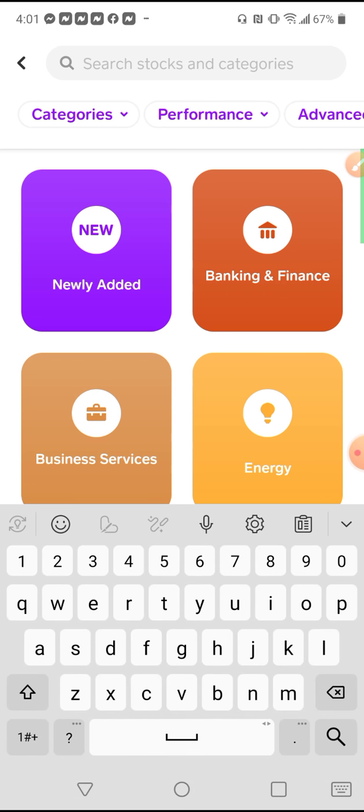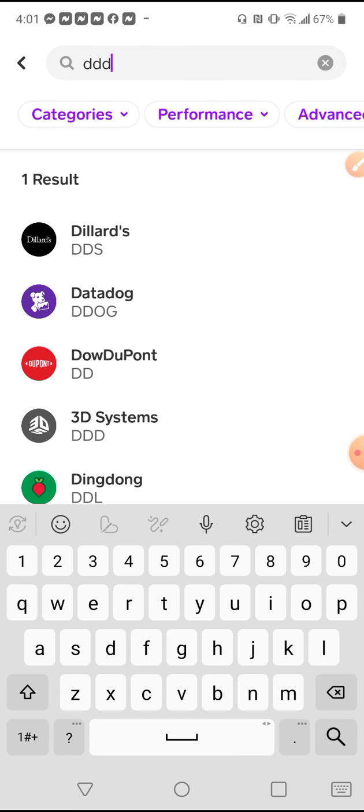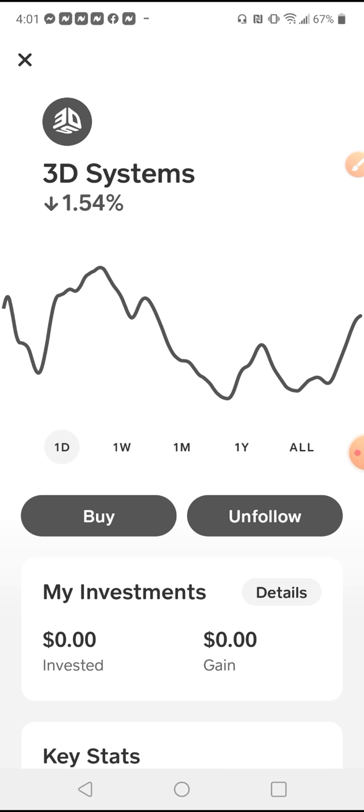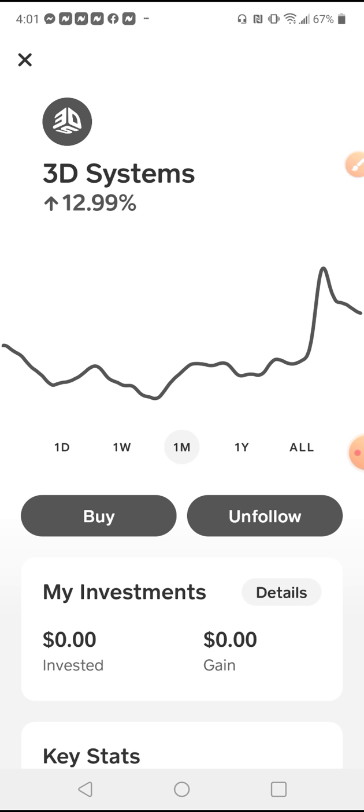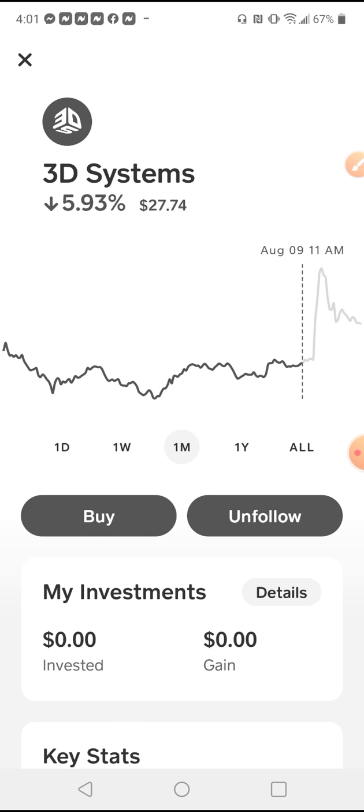Let's look at DDD real quick. I'm about to run out of space. I gotta hurry up. 3D Systems right now is down, of course, because it just had that big jump that I missed. I missed out on this because I sold. But look what happened immediately after. This is called a gap up. When you have a gap up, what happens immediately after? You better sell because you're gonna have this.